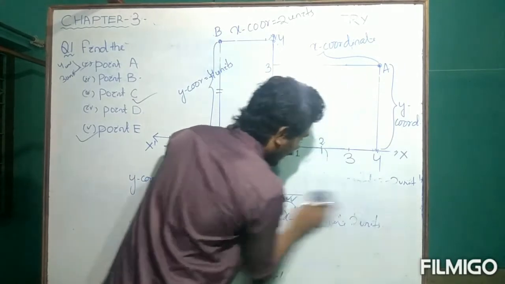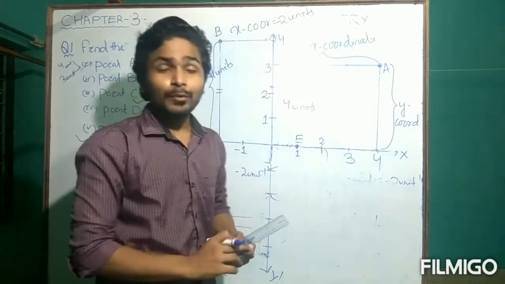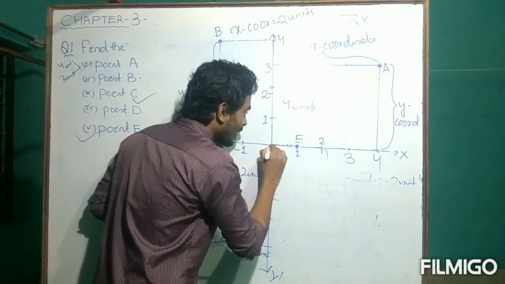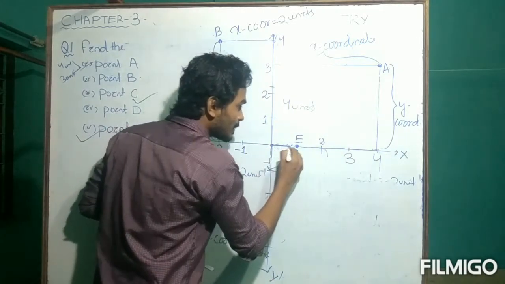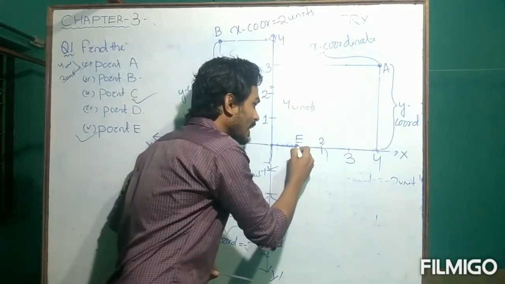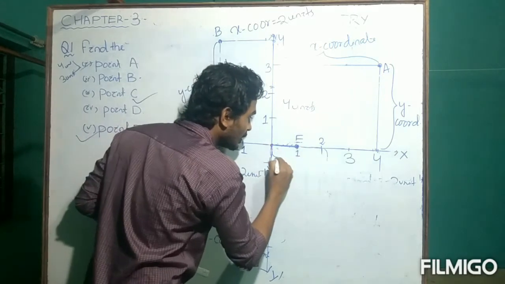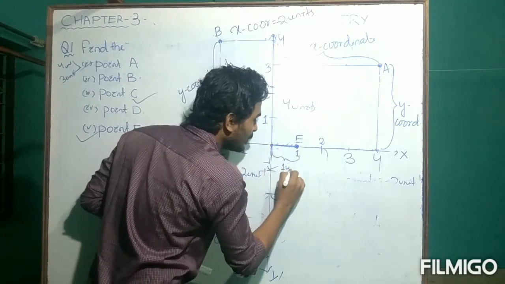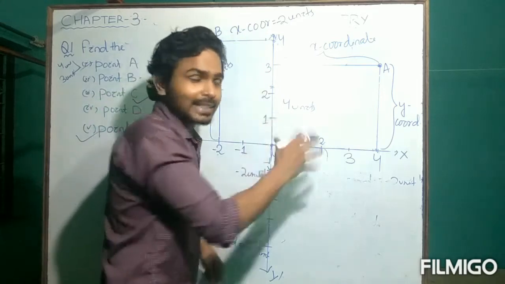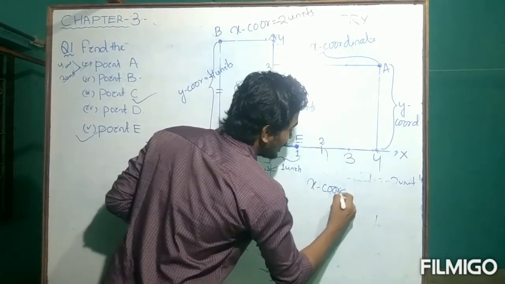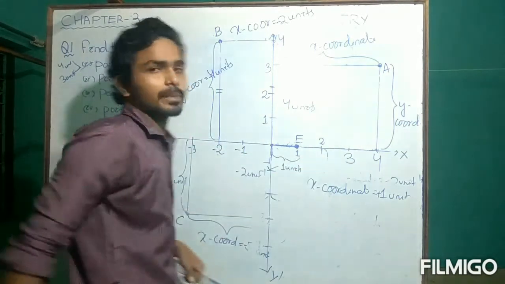In order to find the x coordinate as well as the y coordinate of the point E, we have to start our journey from the origin. So this is our origin, and we have to move towards the positive direction of the x-axis, and here we finally reach our destination at E. So how many units do we have to move? 1 unit. In which axis? In the x-axis. So this is our x coordinate. The x coordinate here is 1 unit. This is plus 1 because this is the positive direction of the x-axis.